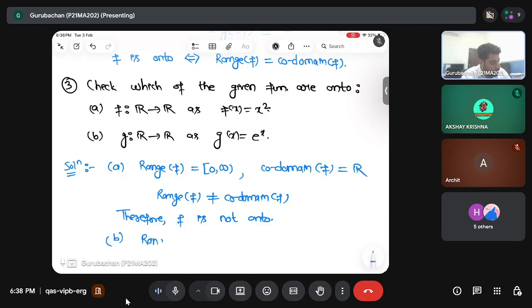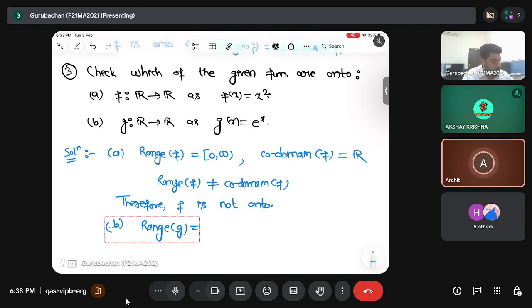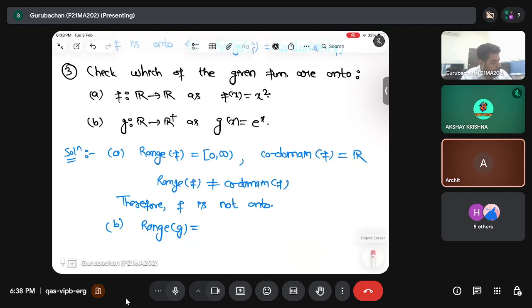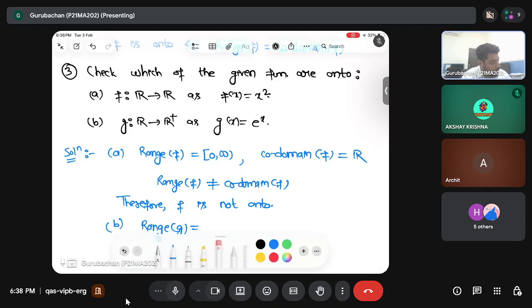Now tell me, what is the range of g? Sir, it is also 0 to infinity, but open bracket. If I would put R plus here, then it would be an onto function. So I hope it is clear.